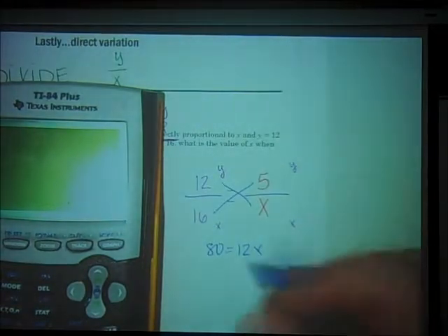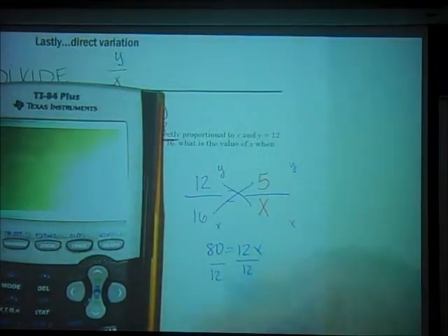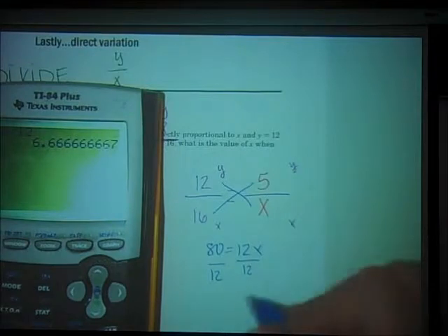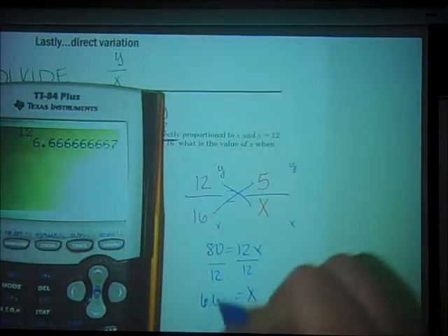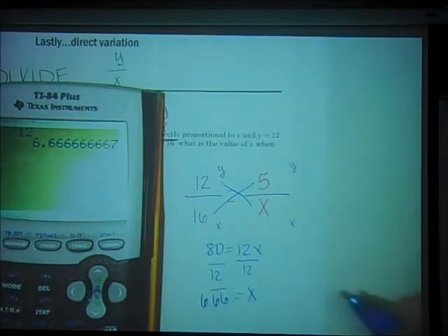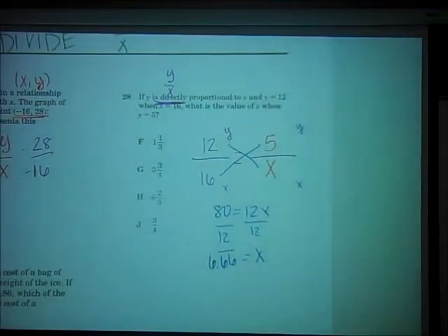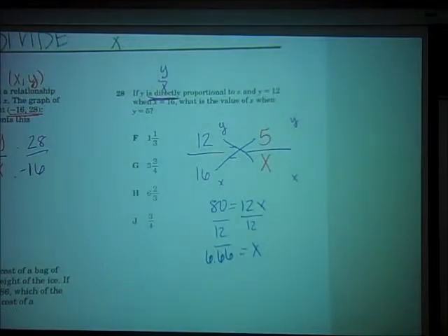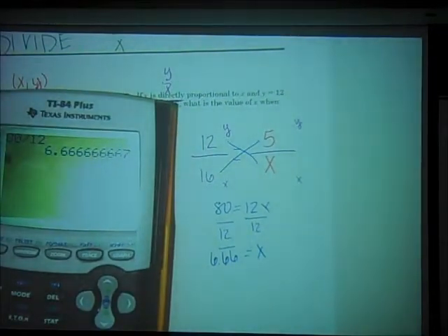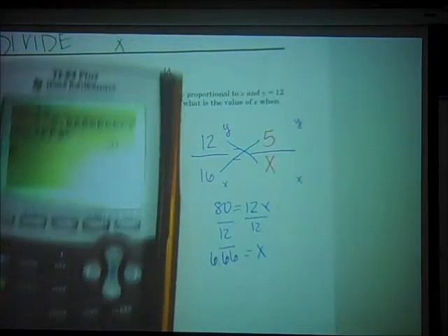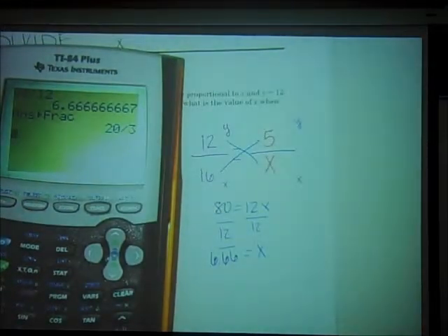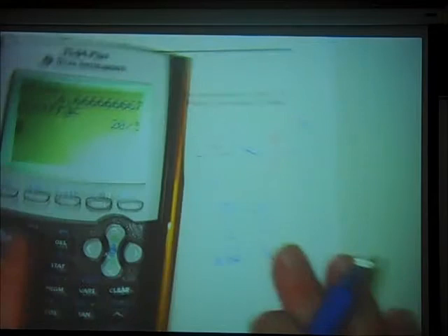And then I'm going to divide both sides by 12. So 80 divided by 12. X equals 6.66 repeating. There's a whole bunch of sixes out there. Okay, now I don't have an answer choice that says 6.66666. So you first, like, ooh, math, enter, enter. Okay, that gives me 20 over 3. Well, I don't have an answer choice that says 20 over 3 either.